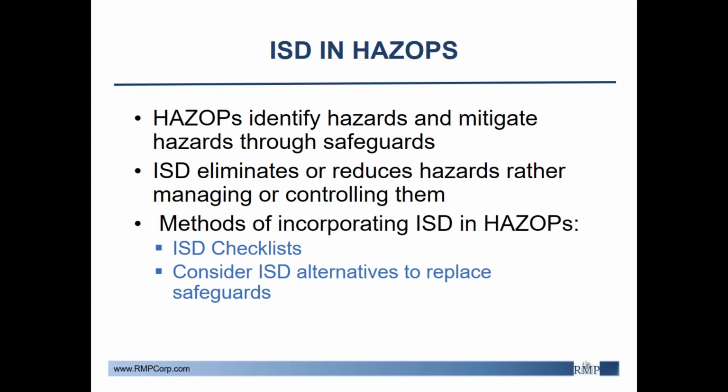When using the risk ranking matrix in the HAZOP, the severity must be evaluated based on the consequence, and the likelihood is typically reduced by adding layers of protection or safeguards. So instead of considering safeguards to reduce the likelihood, the design team should first consider ISD alternatives to reduce the severity of consequences. So this is where you can really brainstorm ideas for inherently safer design in your plan. I will review each of these methods, beginning with ISD checklists.